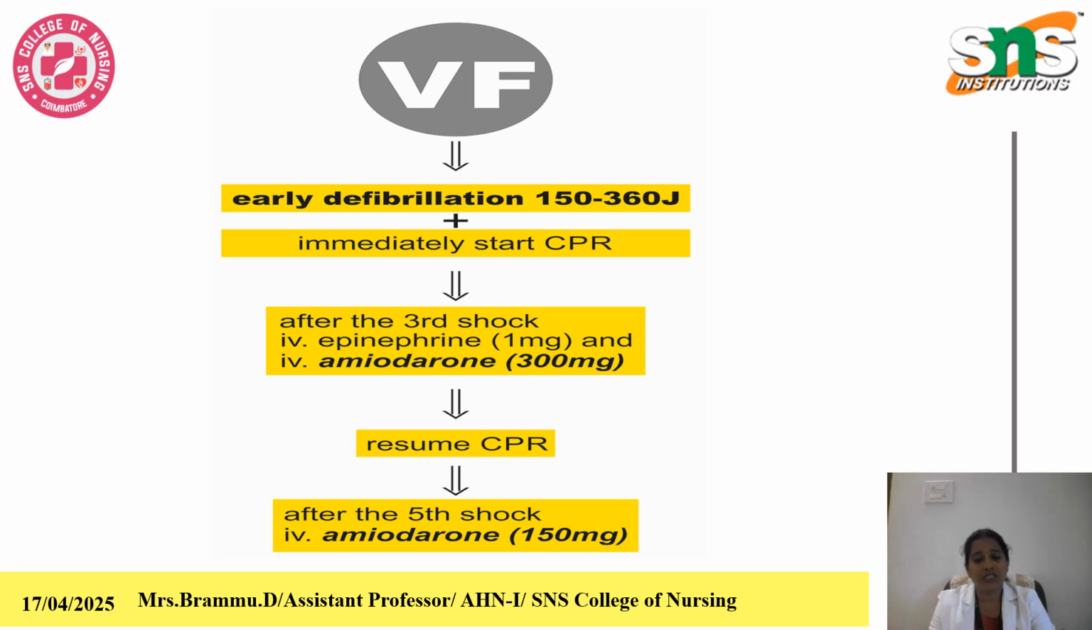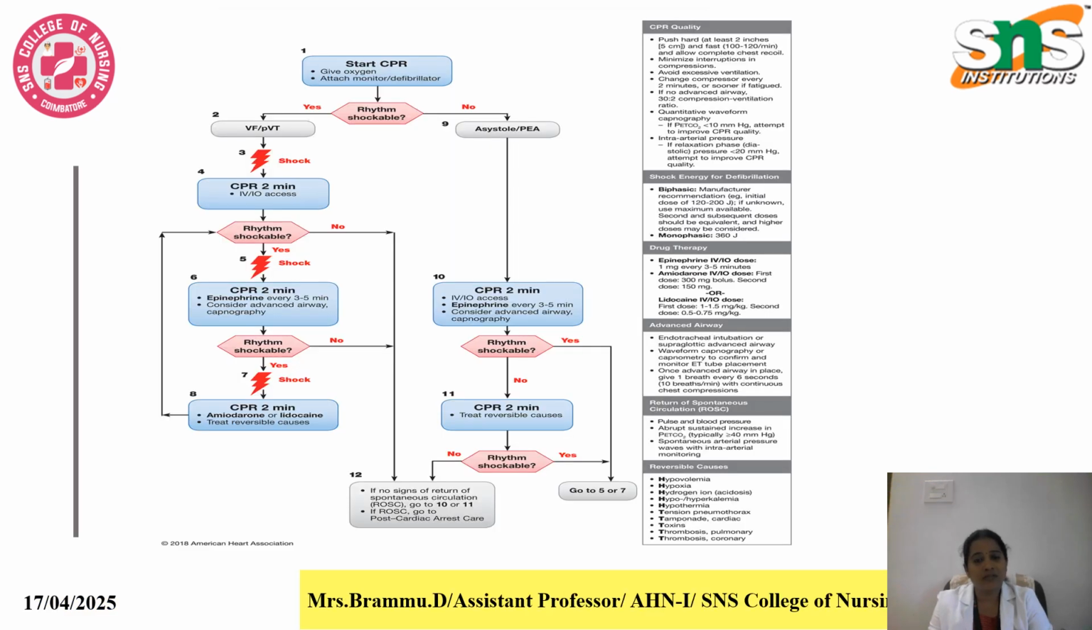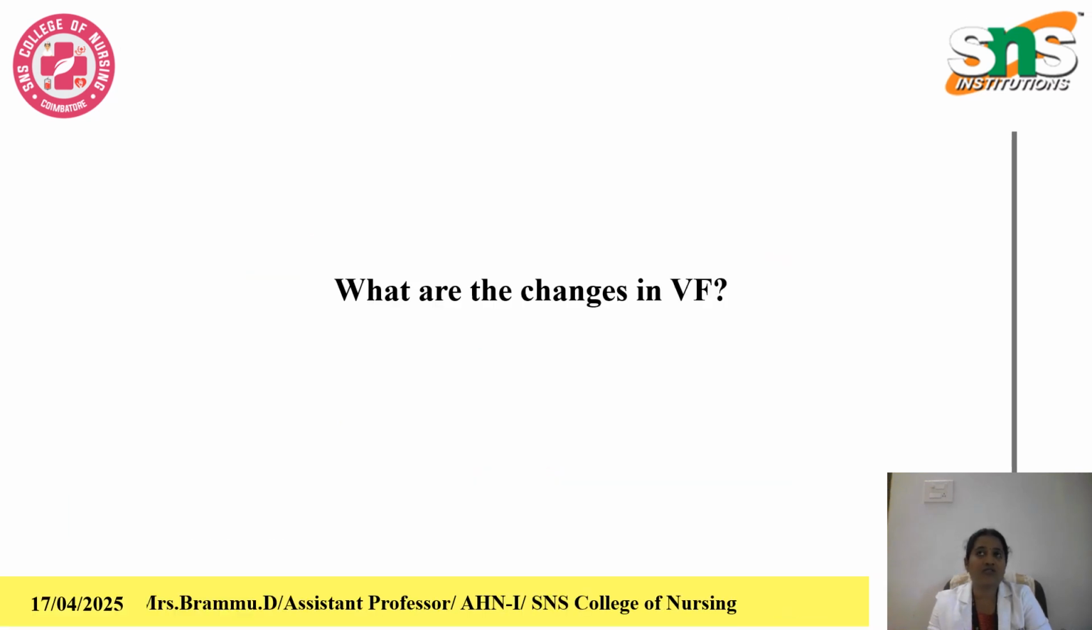Followed by that, again you start the CPR, and after the 5th shock, you again administer amiodarone 150 milligram IV. This is a small one which I wanted to share with you, the ACLS guidelines taken from the AHA. This is the CPR of ACLS when the patient is going into ventricular fibrillation, what is to be done and not. I hope you enjoyed the major focus on the major changes in ventricular fibrillation and how it can be dealt with.